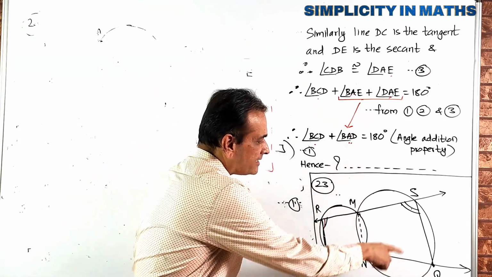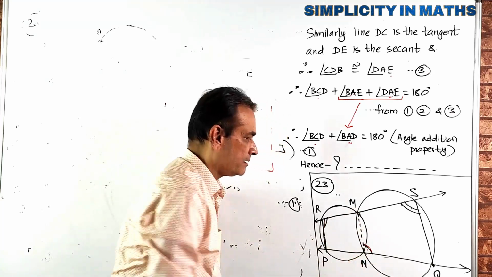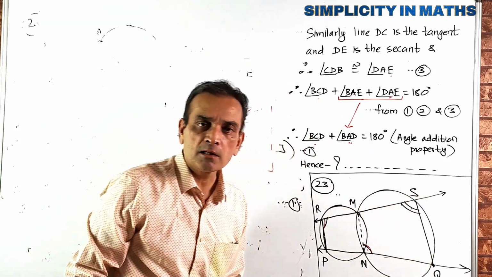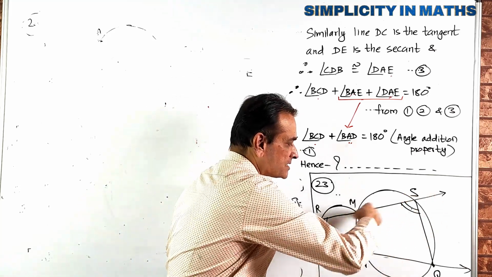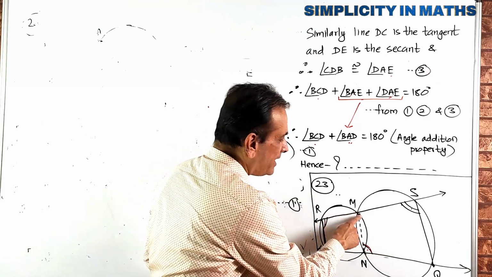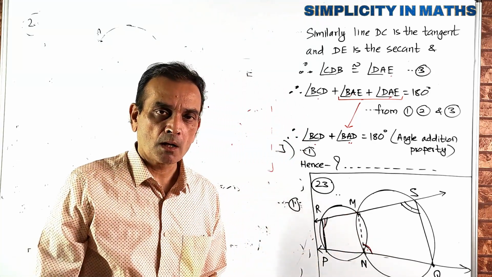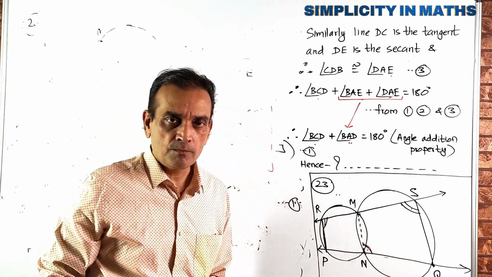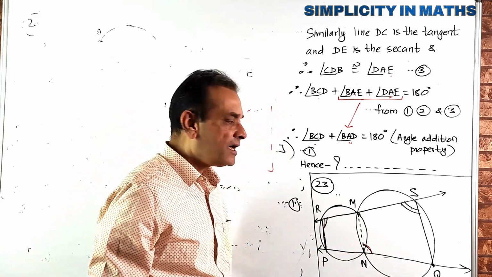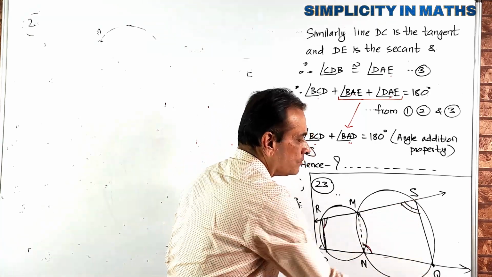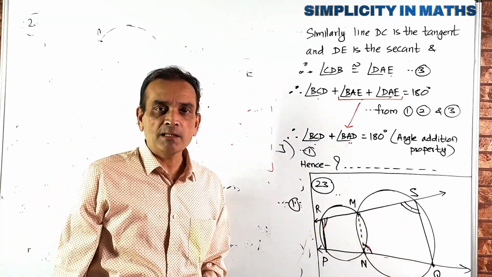Two circles are intersecting in points M and N. RS and PQ are the two lines passing through both the circles. Okay? And passing through M and N also. Construction में join MN. We have to prove RP parallel to SQ. RP parallel to SQ.